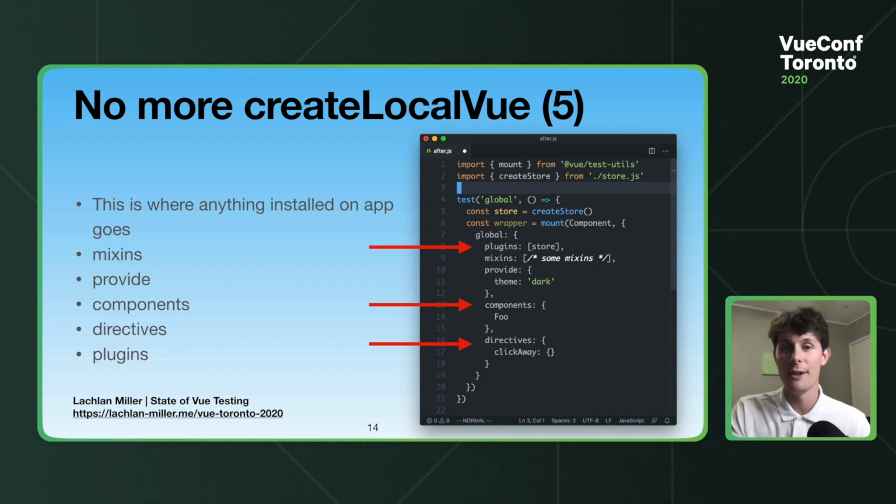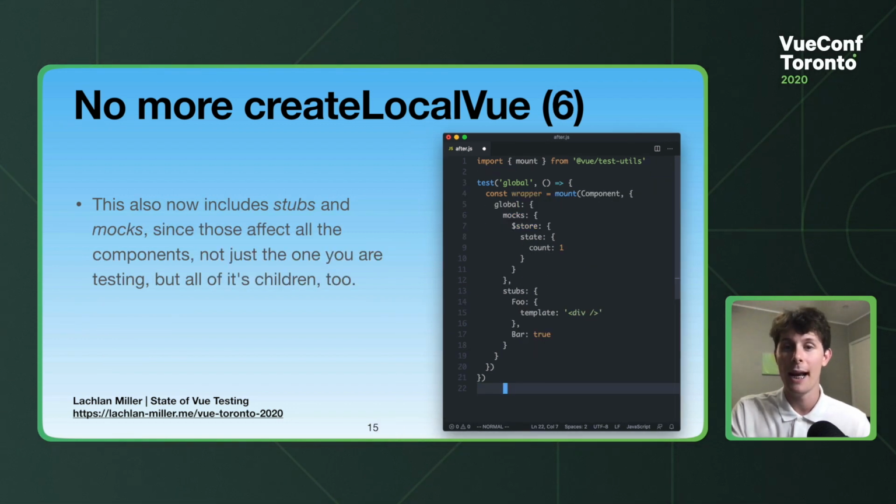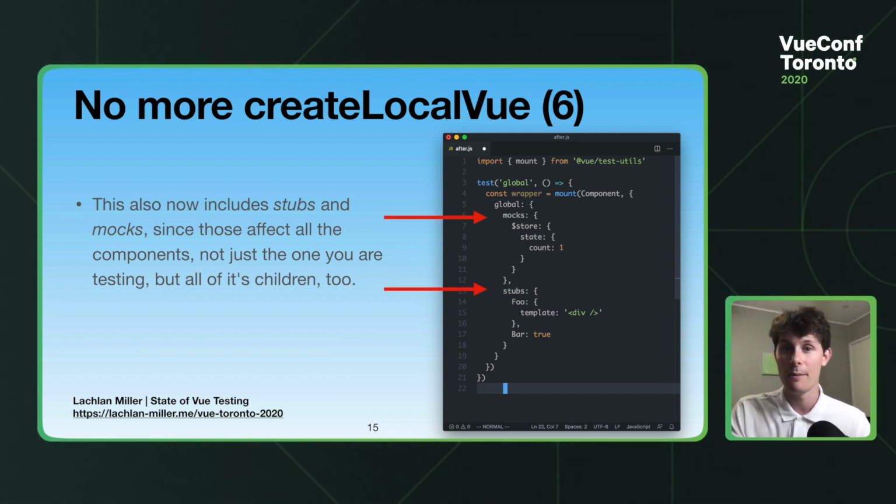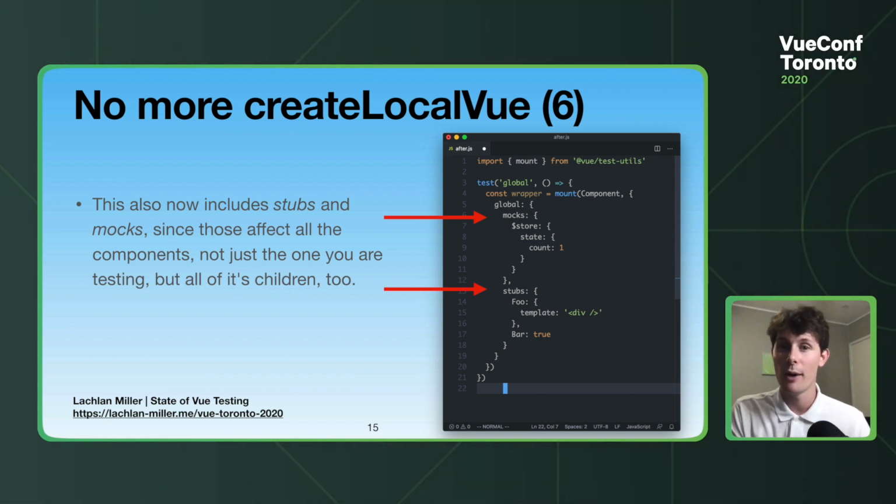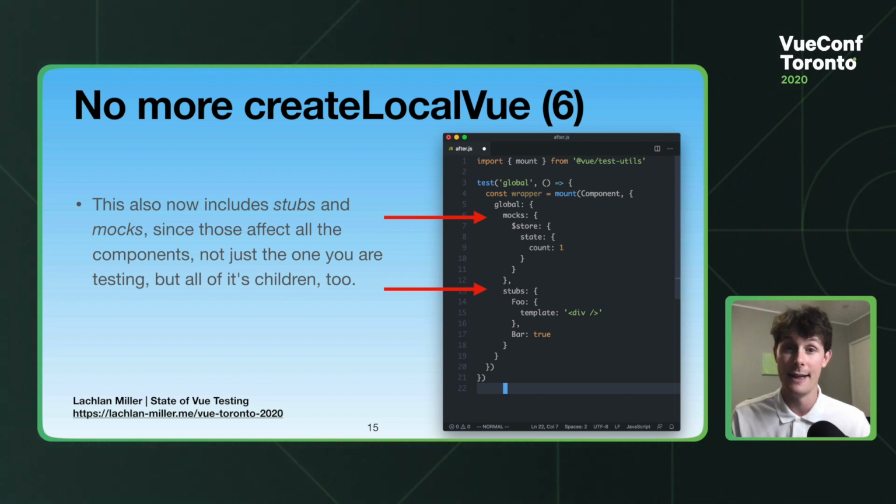There are some other improvements to the global mounting option as well. It now contains the old APIs, mocks, and stubs. The reason these are now inside of the global mounting option is because it better reflects what they do. If you're mocking something global, for example, a Vuex store or a Vue router, or you're stubbing out a component, it's not just going to apply to the one component that you're mounting, it's going to apply to all the components inside of that component as well, the entire component hierarchy. And by putting it in the global mounting option, it makes this behavior more clear and easy to understand.